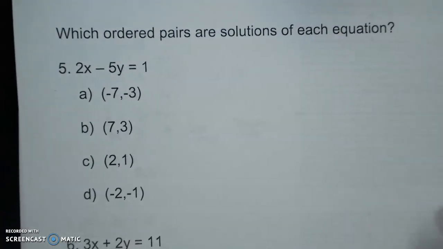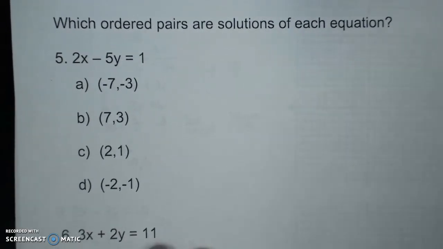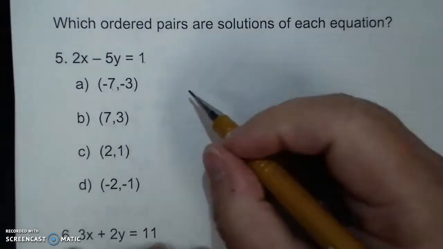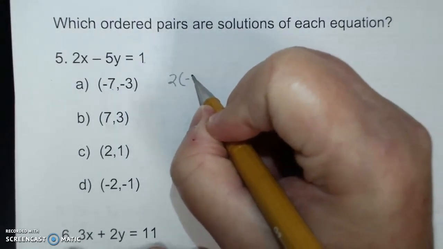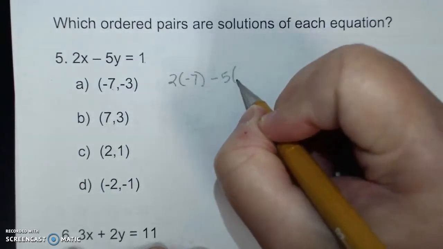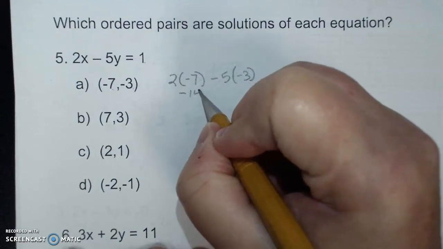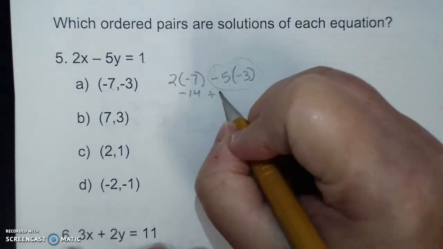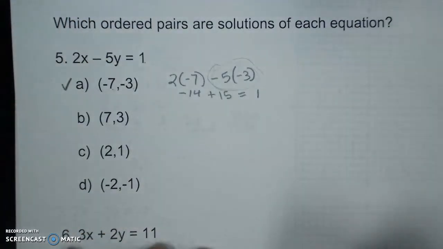Okay, which ordered pairs are solutions to the equation? You're going to plug in the x and the y and see if it equals the constant. So I'm going to do 2 times -7 minus 5 times -3. This is -14. I'm going to take this together, and that is a positive 15, which is a 1. This works.